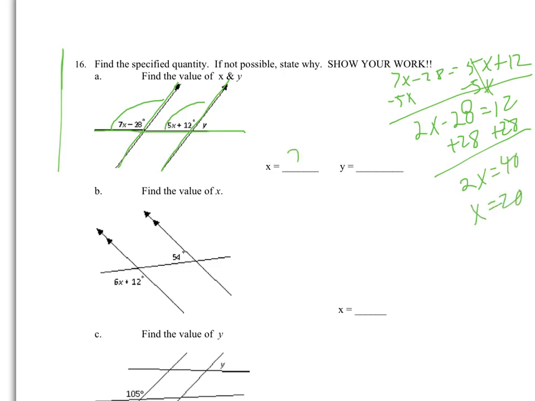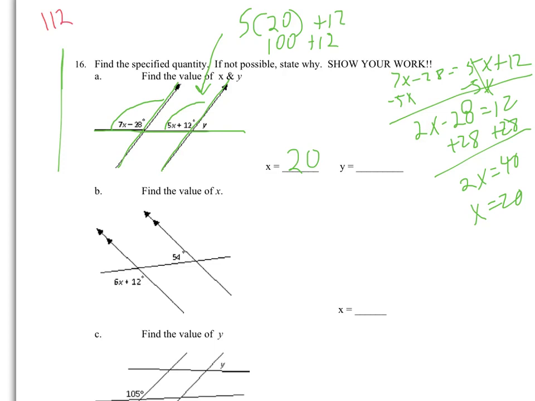Find that x equals 20. Well, if x equals 20, I can find the measure of this angle. So 5 times 20 plus 12. Well, that's 100. Plus 12 is 112. So we have 112 degrees. I'll write it over here.